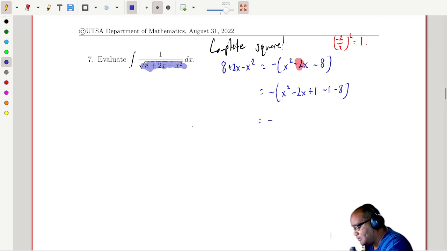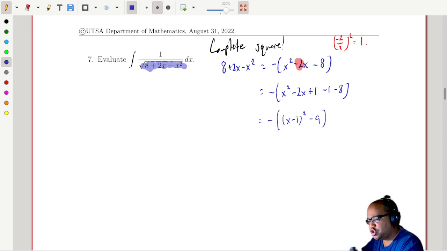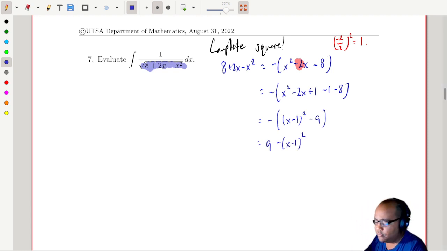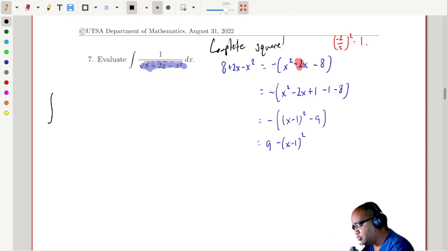Now notice that the first 3 terms factor as x minus 1 squared, and I have negative 9 left over. And now, of course, you can multiply the negative through, so we get 9 minus x minus 1 squared. And folks, now we're ready to go. Let's rewrite our integral real quick here. This scary looking thing in the denominator now becomes the following: dx over the square root of 9 minus x minus 1 squared.